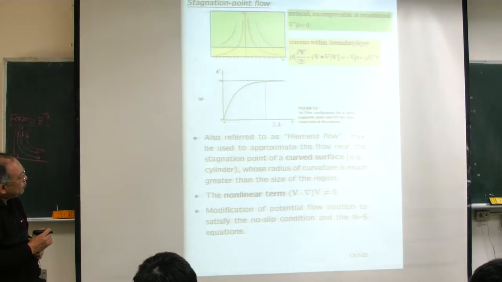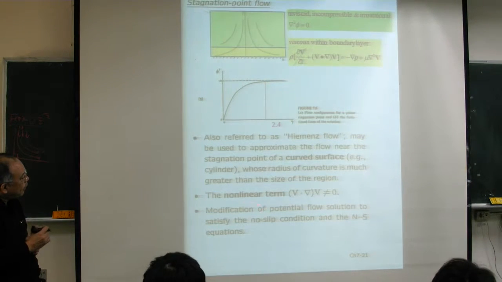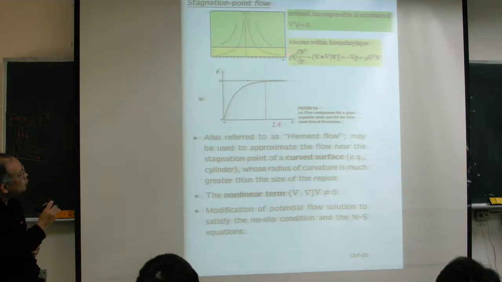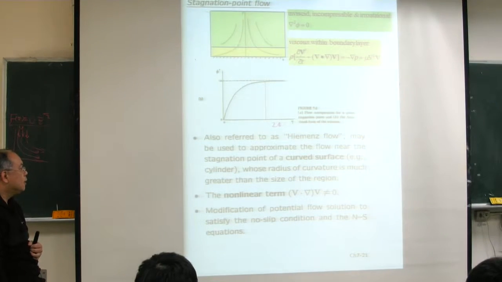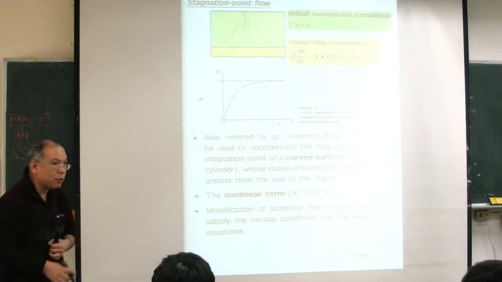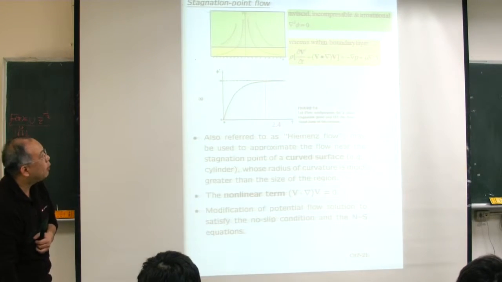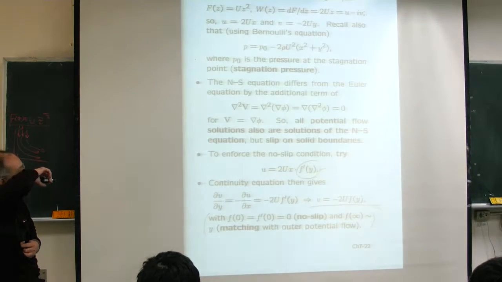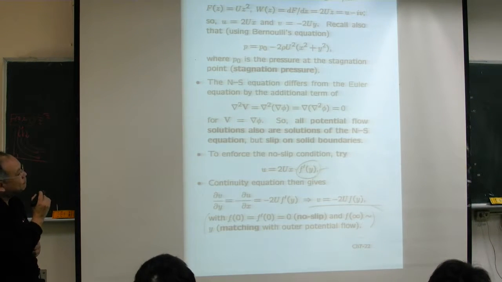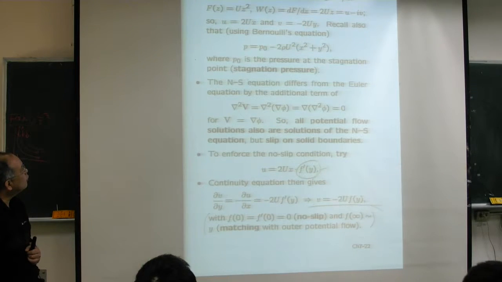So one thinking is, can we modify our solution from the potential flow so that it satisfies our no-slip boundary condition and also the Navier-Stokes equation here? That's the kind of thinking we try to do to solve this problem. Okay, let's start thinking. Potential flow, you learned that before in chapter 4. We just finished chapter 4.